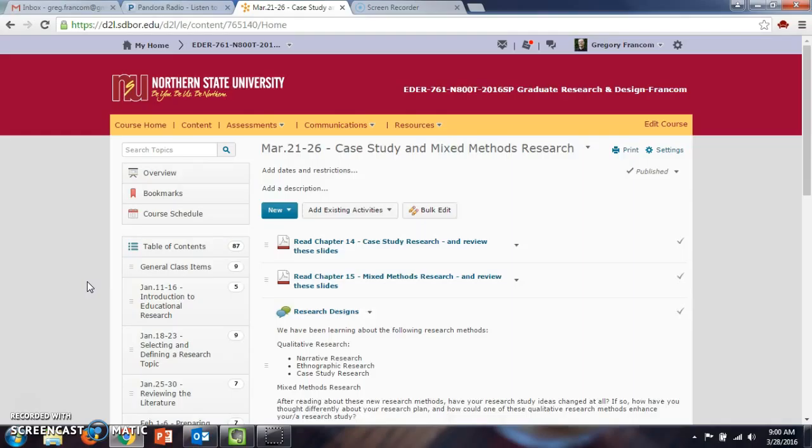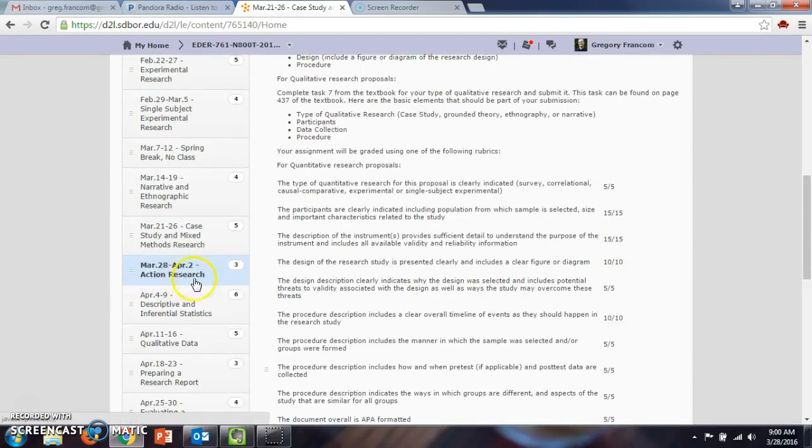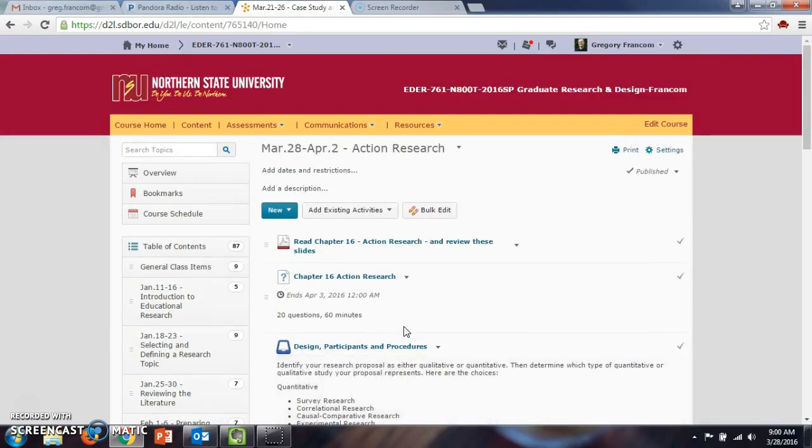We finished our week on case study and mixed methods research, and now we're learning about, well, March 28th, we're learning about action research this week. And so I want to talk about this concept of action research just a little bit to explain what it's all about. Action research is actually one of my favorite research methods.